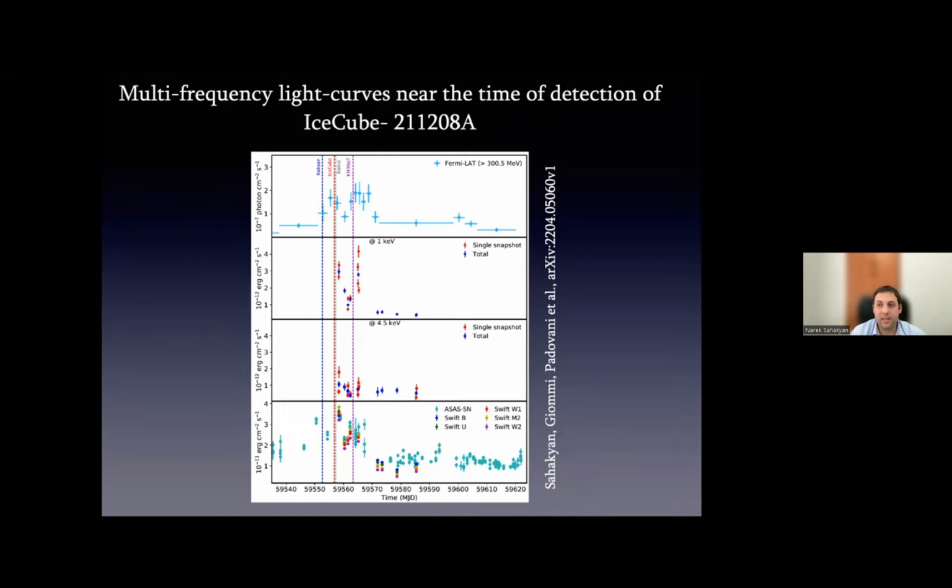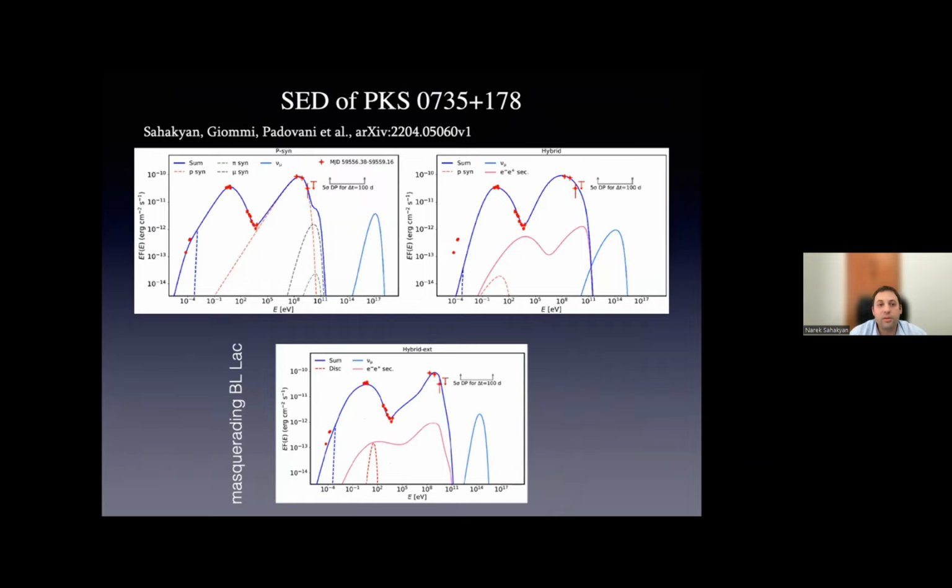So basically, after the TXS object, this source is becoming the new major candidate, and what is more important compared to TXS is that this has more data during the neutrino observation, so it could be used for deeper investigation. So we did theoretical modeling of the expected neutrino emission. We discussed different scenarios, starting from considering only a proton synchrotron scenario, a hybrid model, and a hybrid external scenario. The idea is that this object is a masquerading BL Lac object. So you still have some line emission, but it is totally covered by the emission of the jet, so you are not able to observe this line emission.